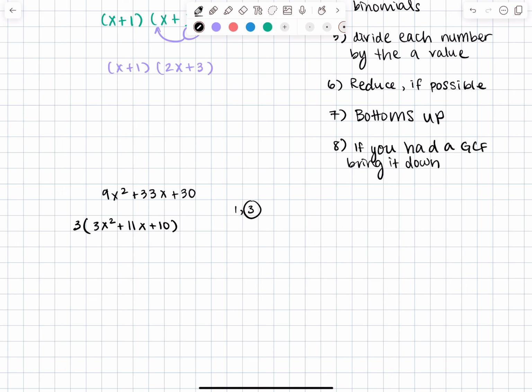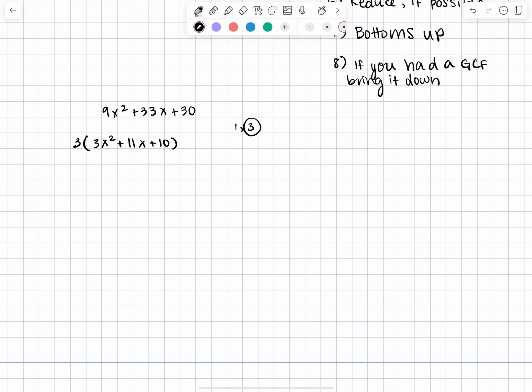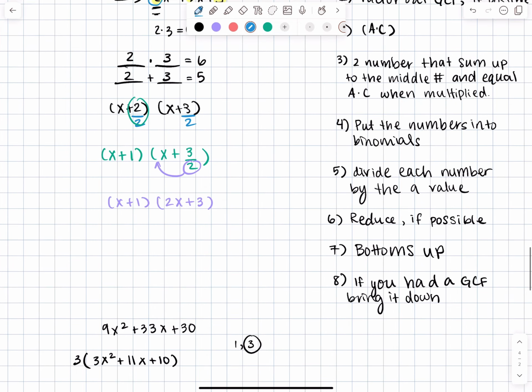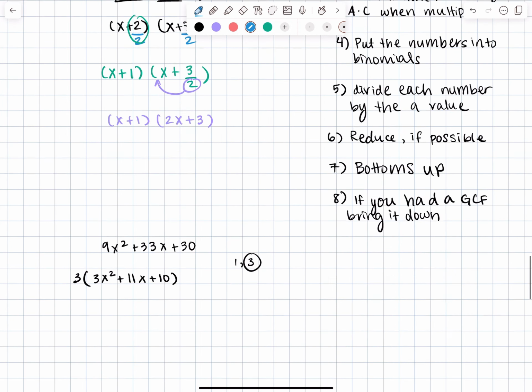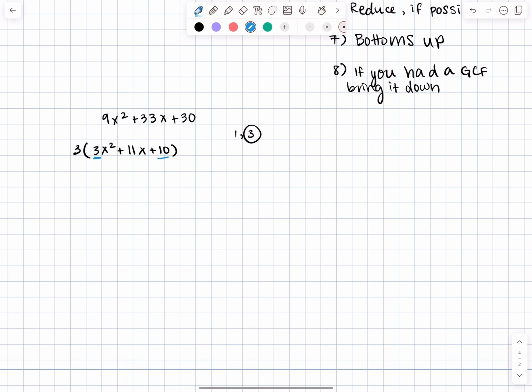Next, our second step is A and C. So we're going to do 3 times 10. This is our A value and C value. Don't do 9 and 30. We have to make sure we're doing 3 and 10. So that is 30. And then two numbers, which is our third step, that multiply to give 30 and the same two numbers that sum up to give you 11.